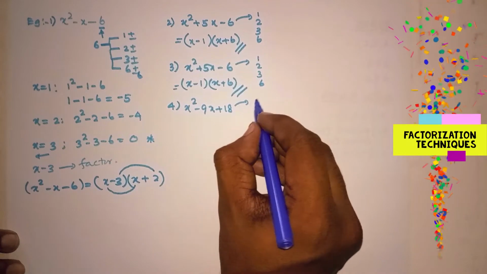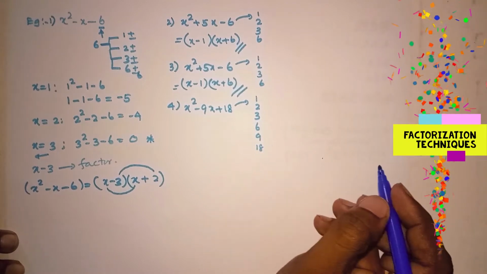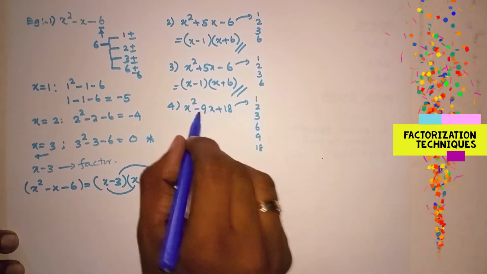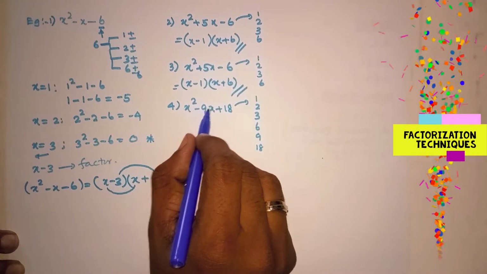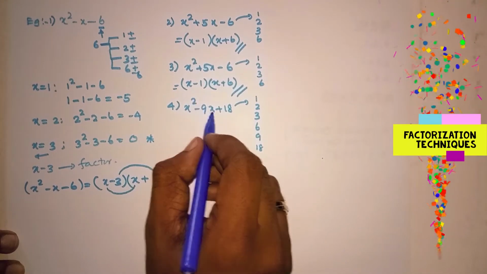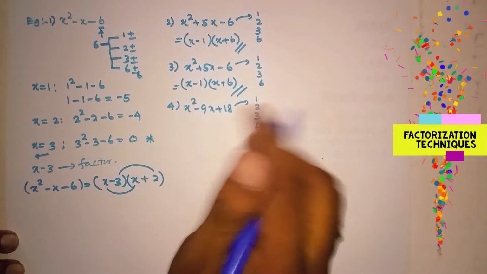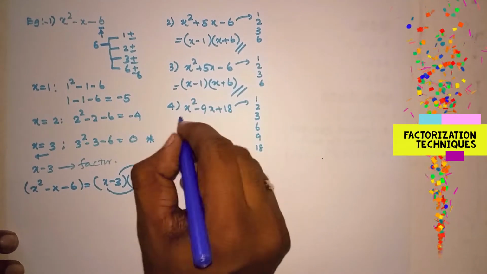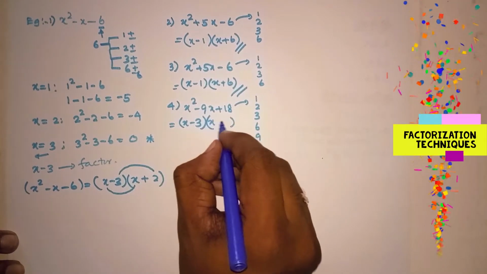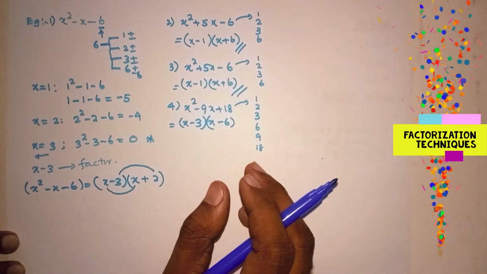Another expression: x squared minus 9x plus 18. You consider 18 and its multiples 1, 2, 3, 6, 9, 18. So in your mind you put values. When you put x equals 2, then 2 squared minus 9 into 2 plus 18 is not equal to 0. You put x equals 3: 3 squared is 9, minus 9 into 3 is minus 27, plus 18, it will be 0. Therefore x minus 3 is a factor. Then the remaining factor will be x minus 6. So when you identify a factor, you can easily get the other factors.